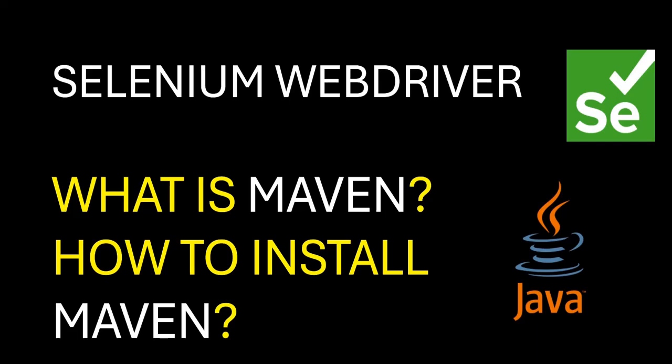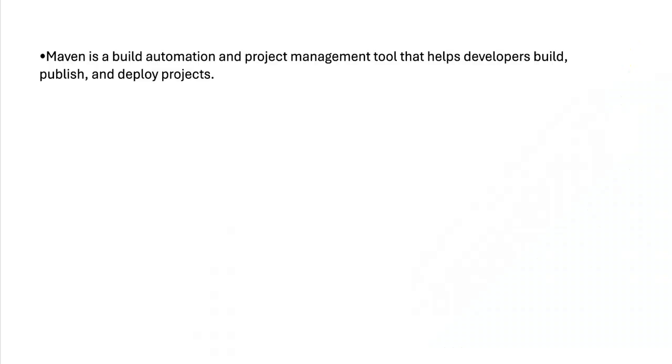In this video, let's talk about what is Maven. Also, we will install Maven. So Maven is basically a build tool. Maven is a build automation and project management tool that helps developers build, publish, and deploy projects.